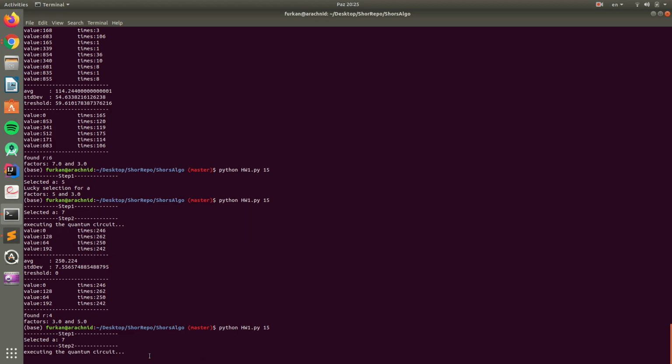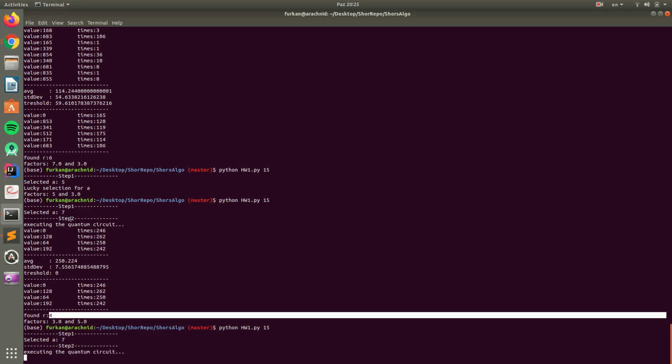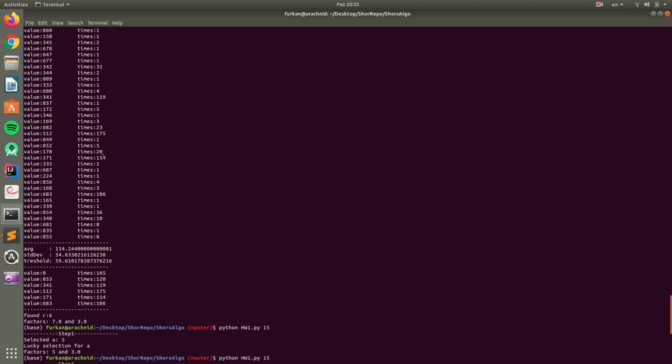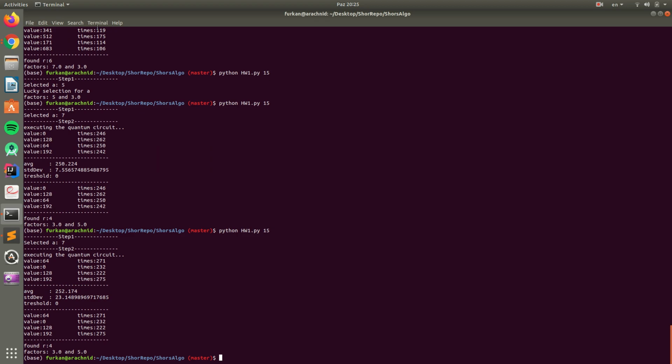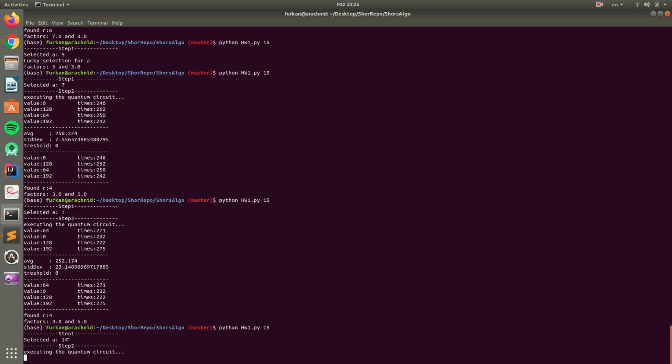Let's run 15 one more time. It's calculated again. It will give the same results. Here R divides M perfectly, so we don't have low probability results. Let's run one more time and see what it will give.